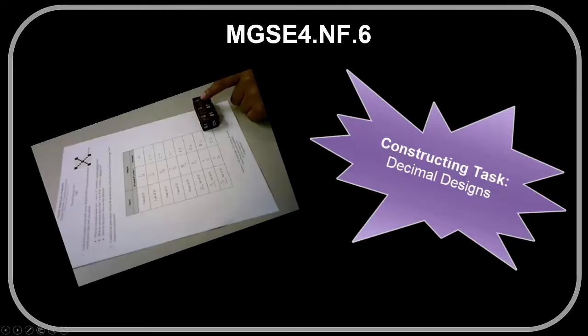The task Decimal Designs supports students with Standard 4.NF.6. This task requires students to write decimal fractions with denominators of tenths and hundredths in decimal notation. Let's watch as some students reason through this task.